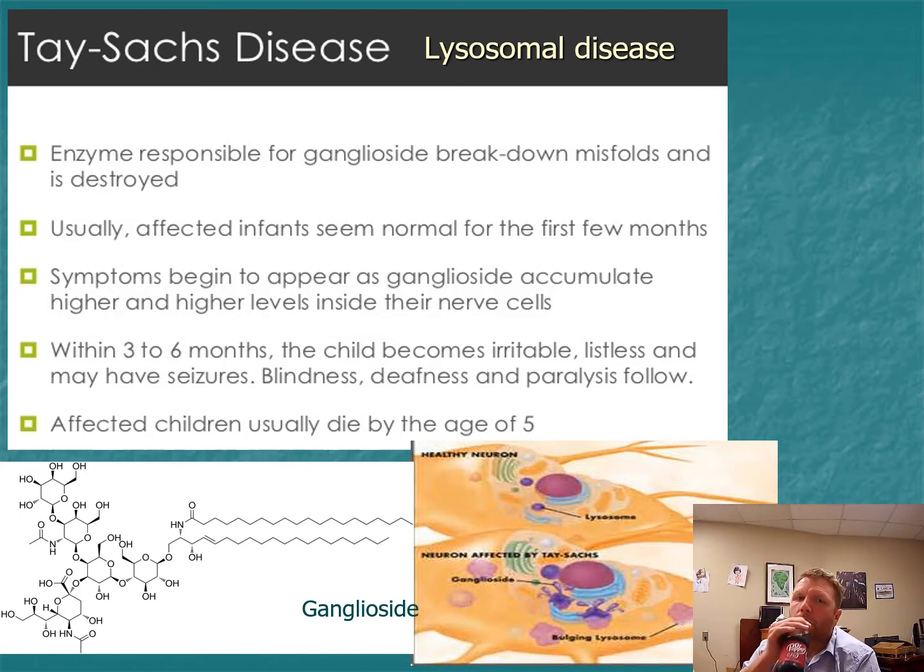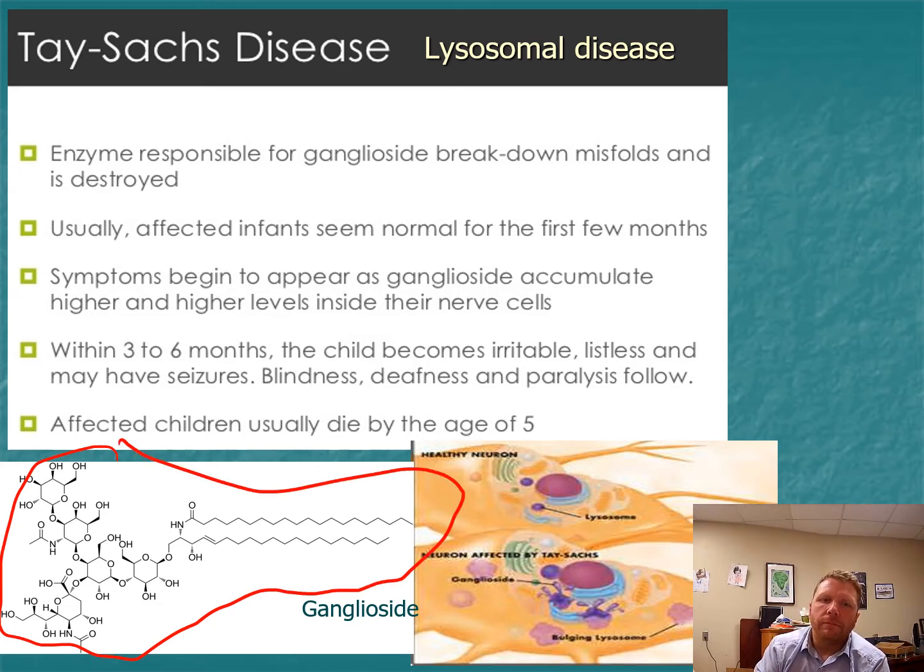This is a lysosomal disorder, and this is responsible for ganglioside breakdown. Right here is a ganglioside. So the enzyme responsible for ganglioside breakdown misfolds, so it's not in its proper 3D shape, and it's destroyed. Usually affected infants seem normal for the first few months. However, when this begins to be a problem, thinking about it in terms of an accumulation, these gangliosides accumulate at higher and higher levels inside their nerve cells. Within 3 to 6 months, the child becomes irritable, listless, and may actually develop seizures. Blindness, deafness, and paralysis ultimately follow, and generally this is fatal by the age of 5.